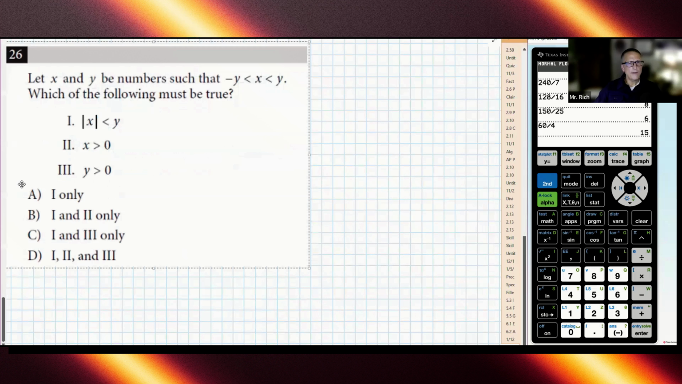This says, let x and y be numbers such that negative y is less than x is less than y. Which of the following has to be true? They put no constraints on what x and y could be. It's just that they're numbers.